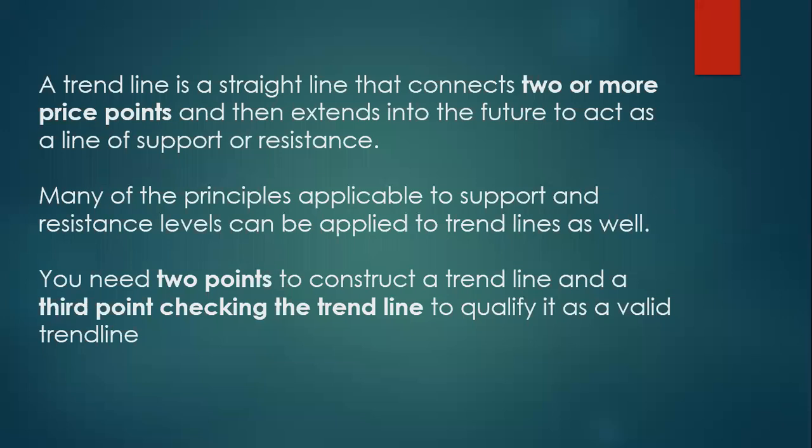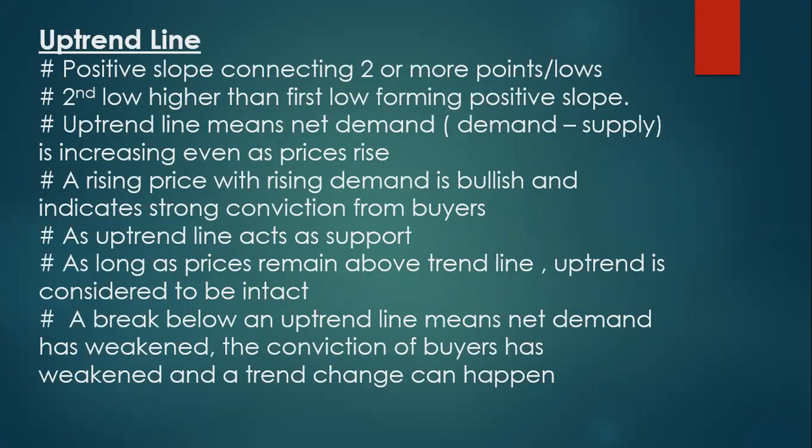You need 2 points to construct a trend line and a third point checking the trend line to qualify it as a valid trend line. Now, these 3 points are basically all you need to know about trend lines. There's nothing else. You just connect 2 points, draw a line, extend it into the future. It acts as a trend line. That is an uptrend line.